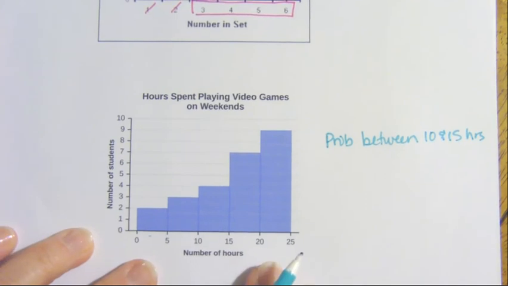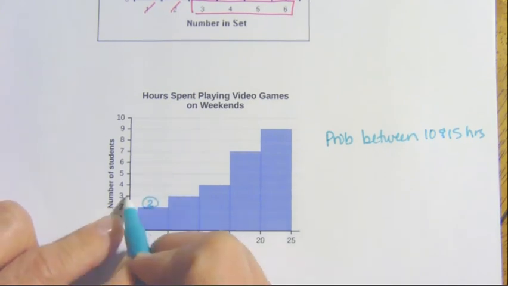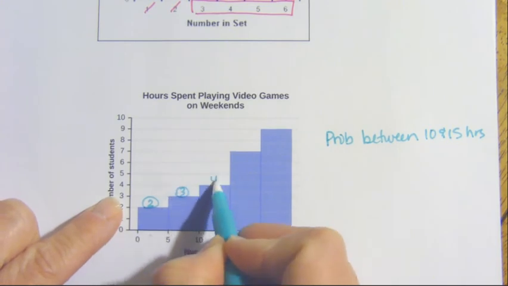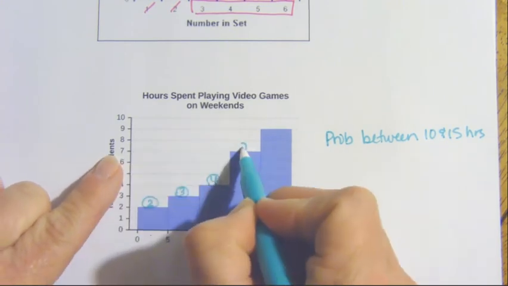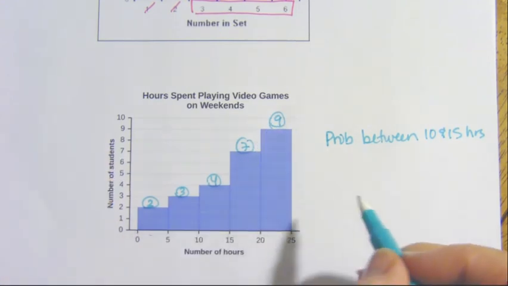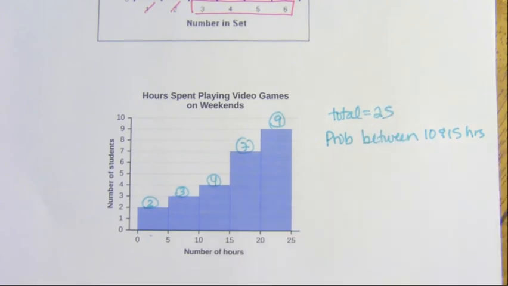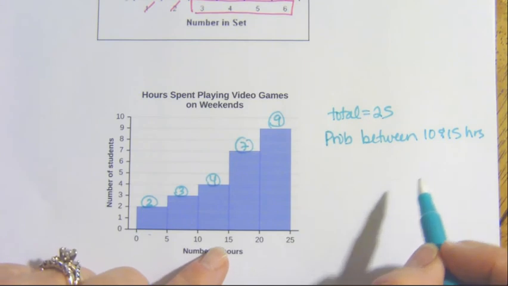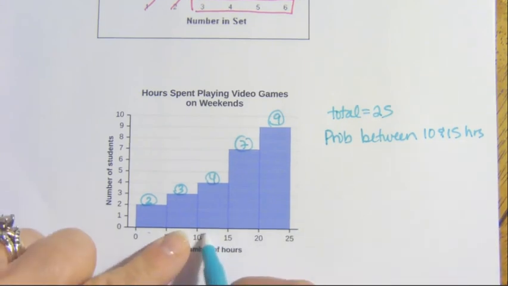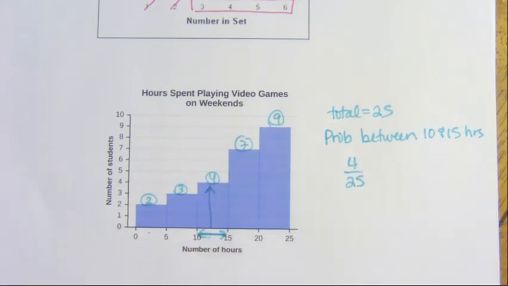Scooch that over. So I need to know how tall these are. This one goes up to 2, this one goes up to 3, that goes up to 4, this one goes up to 7, and this one goes up to 9. So if I add all those up, my total for this problem is 25. And if I want between 10 and 15, I have to look at this bar right here because that's the bar that's between 10 and 15. And so then that would be 4 over 25.